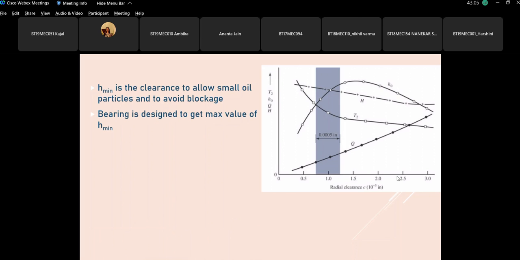When we are designing a bearing, we'll start solving numericals. We'll see that we have to get the maximum possible value of H minimum. That is desirable. Why do we want H minimum to be maximum? Because we want to avoid this metal contact. There should not be any metal to metal contact.